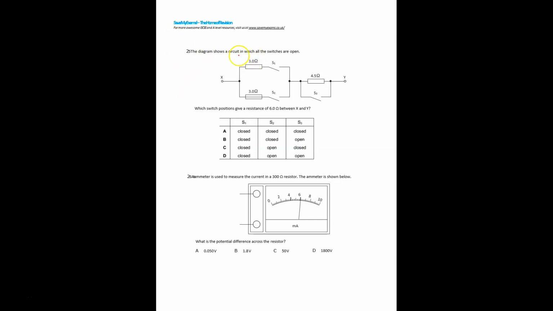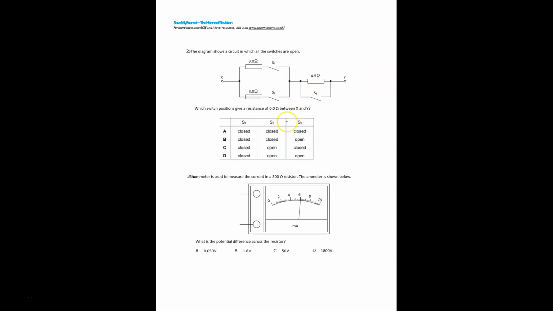The diagram shows a circuit in which all the switches are open. Here there are switches, you see S1, S2, S3. All switches are open, and there are 3 resistors: 3 ohm, 3 ohm and 4.5 ohm. Which switch positions give a resistance of 6 ohm between X and Y? This is X and here is Y.